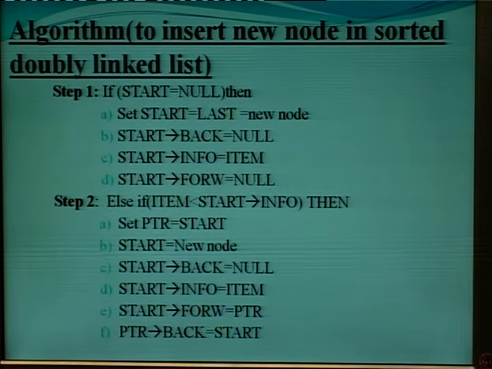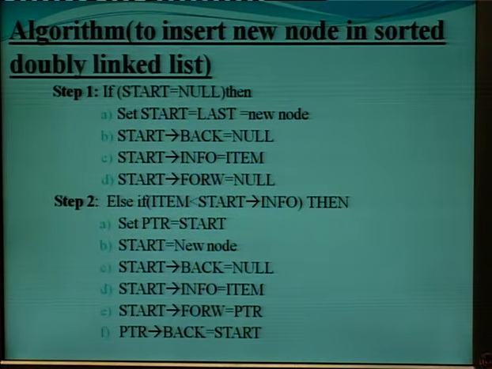So, the algorithm to insert a new node in a sorted doubly linked list, we have start again. The first step is the same: if there is no node, then we are going to create or insert the first node of the doubly linked list. So if start is equal to null, then set start is equal to the new node. Its back pointer and forward pointer both contain the null value, and the information field contains the item which is going to be stored in it.